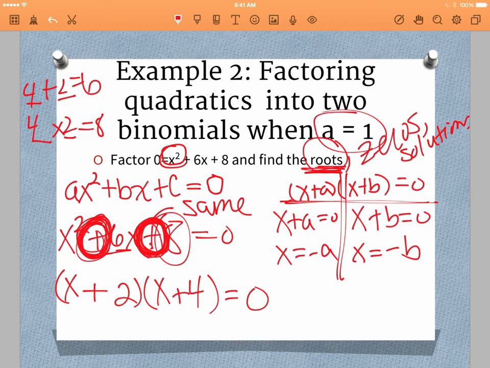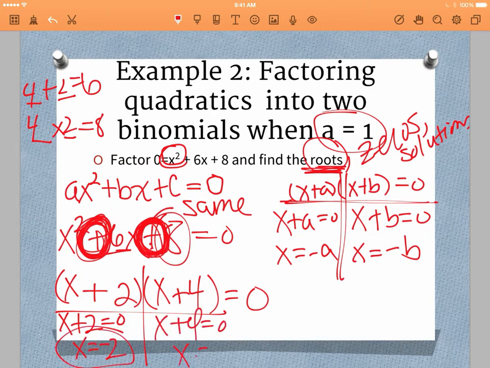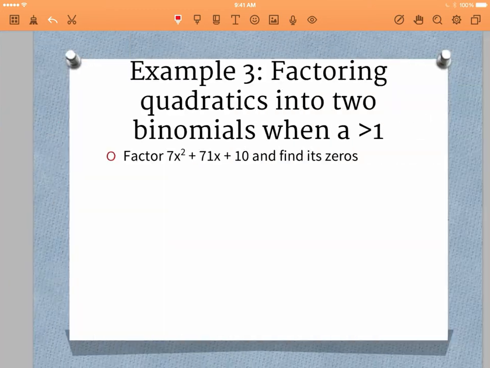So when I do the t-chart here, I get x plus 2 is 0, so x is equal to negative 2 is one of the roots, and x plus 4 is 0, x is equal to negative 4 is the other root. So the roots are x is equal to negative 2 and x is equal to negative 4.